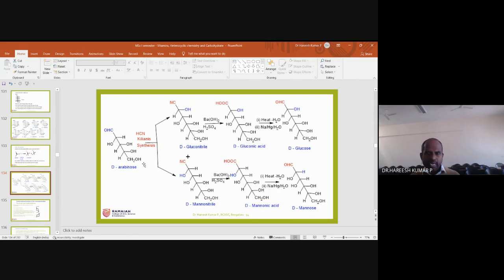So if you are writing all these steps completely, you will get 5 marks. Is it clear? Is there any doubt in Kiliani-Fischer synthesis?